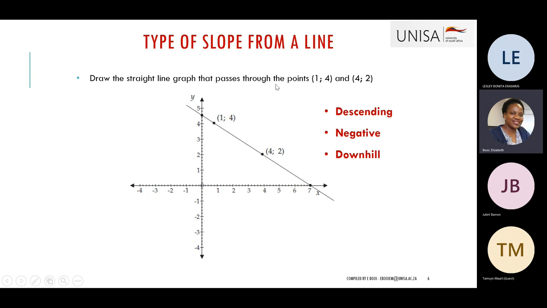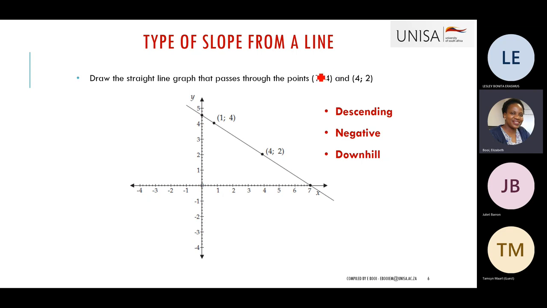If we have only 2 points, and the 2 points have coordinates that correspond with the y-axis and the x-axis, we are able to plot those points. When we have the 2 points, we can connect them. For example, if we need to find the slope of a line, we are required to have 2 points. So let's say we are given these 2 points. Here it says draw the straight line graph that passes through these 2 points.